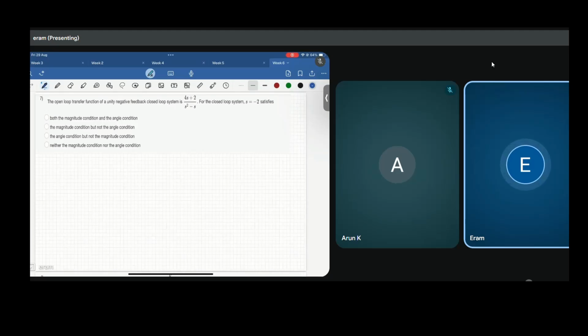Okay, in this question we are given the open loop transfer function, which is 4s plus 2 divided by s square minus s. The open loop transfer function of a unity negative feedback control system is given. For s equals to minus 2, we need to find out whether it satisfies the magnitude and angle condition that is there in the root locus.